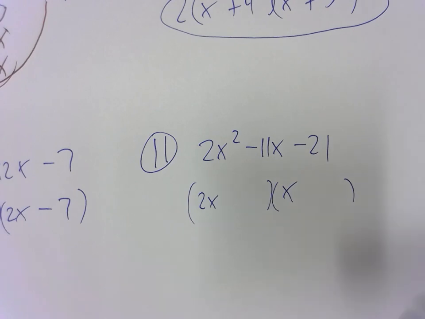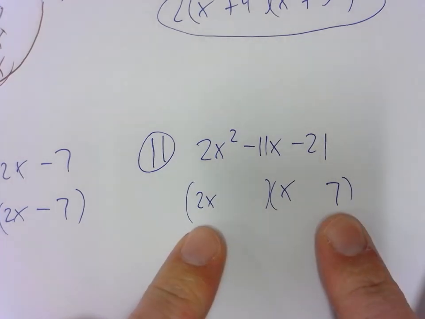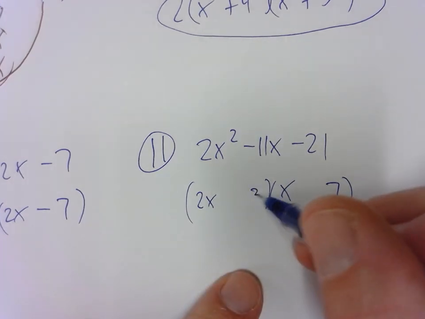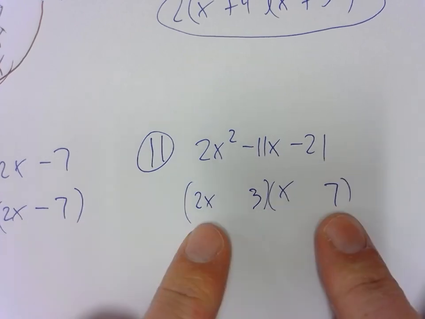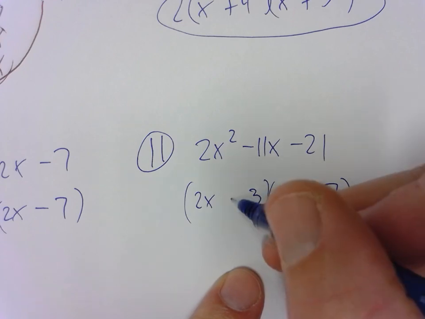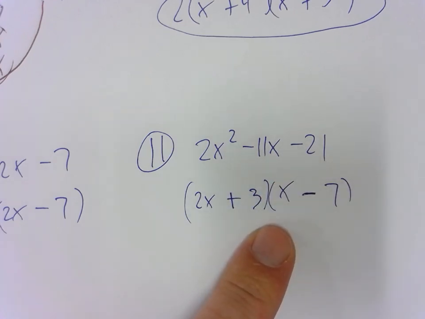Okay, 21. Let's see. So 7, that makes 14. So if I put the 7 here, that's going to make 14. And then if I have 3 here, 3 and 14 differ by 11. The 14 needs to be a negative, and the 3x needs to be positive. All right, so this is the case where I showed you with the little sign thingy here.